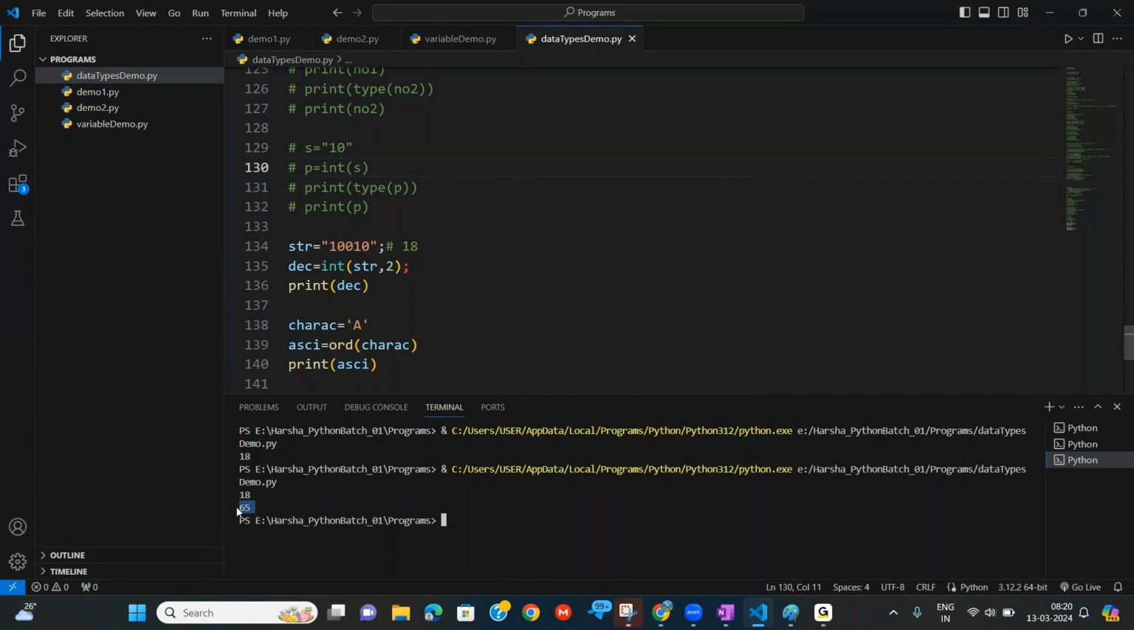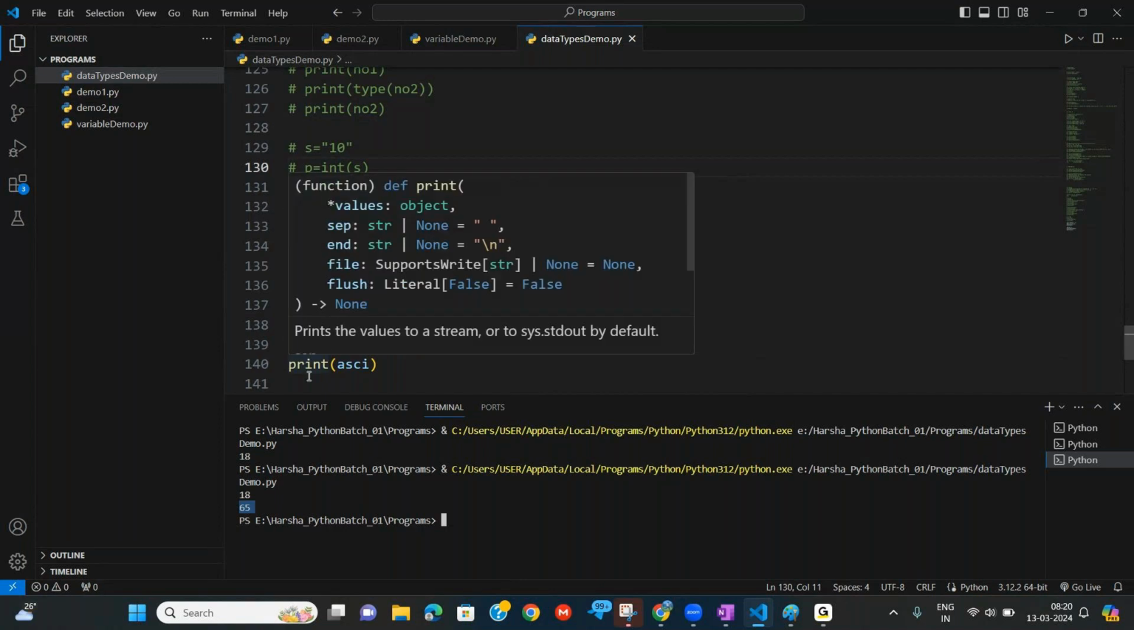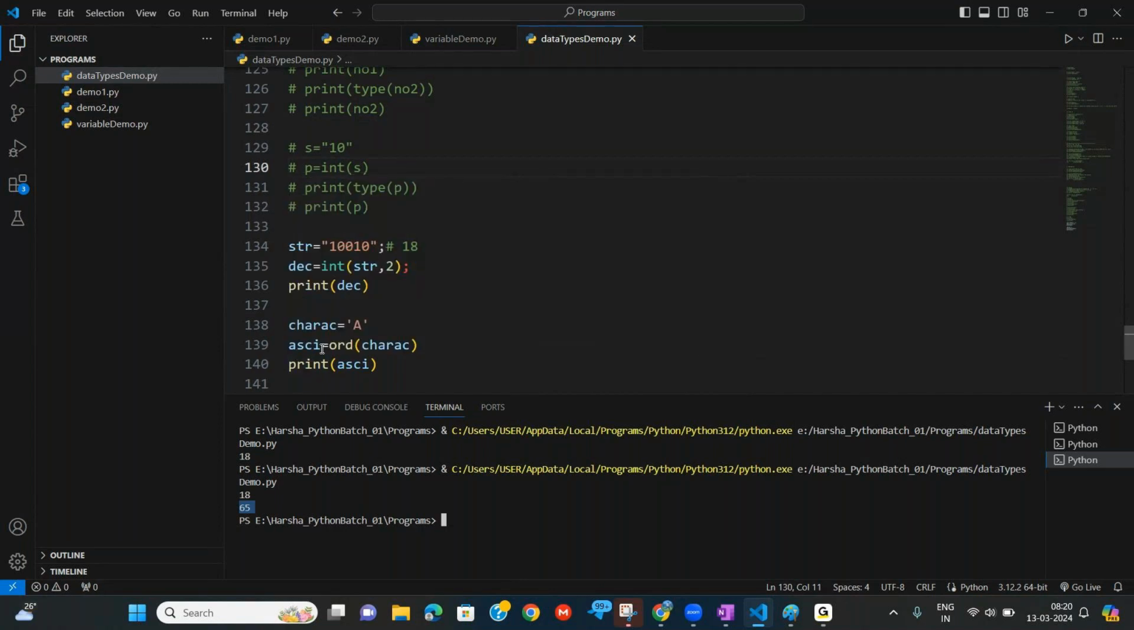Sir, what is the abbreviation for ASCII? What do you think? Is this an abbreviation or what is this? Tell me, what is this?